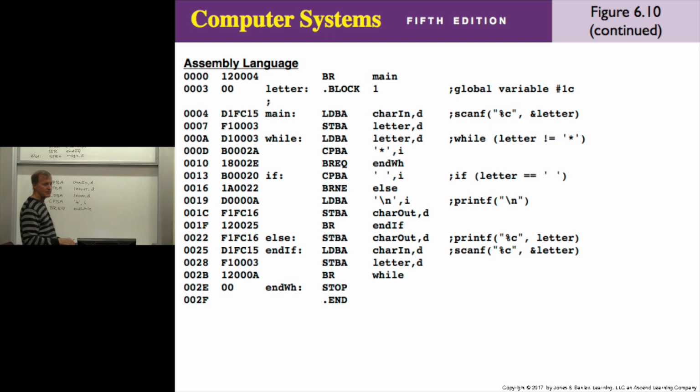Let's see if we did it right. Oh, and then like you said, when we get to the bottom, what do we need to do? Branch back to the while. So do you see here on 002B, we branch back to the while, and we need the while symbol up there at the top of the loop. Now, does everybody see how that works?